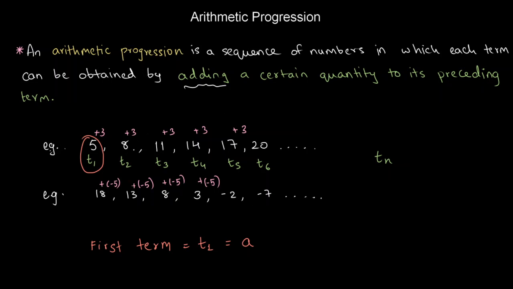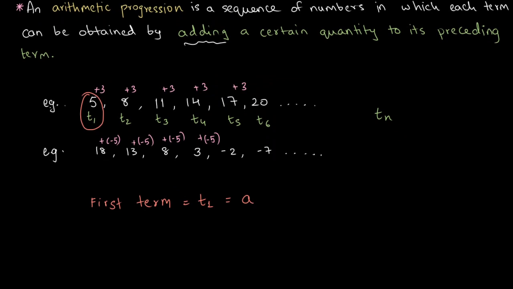Another thing, if you notice, in the first example that I took, I'm adding 3 to every term and getting the next term. In the second arithmetic progression, I'm adding negative 5 and I'm getting the next term. So this again is another parameter.